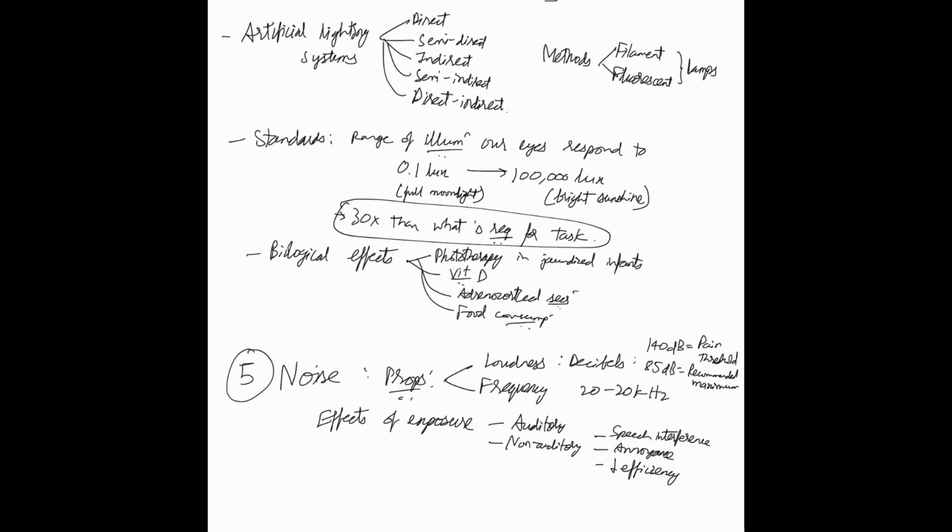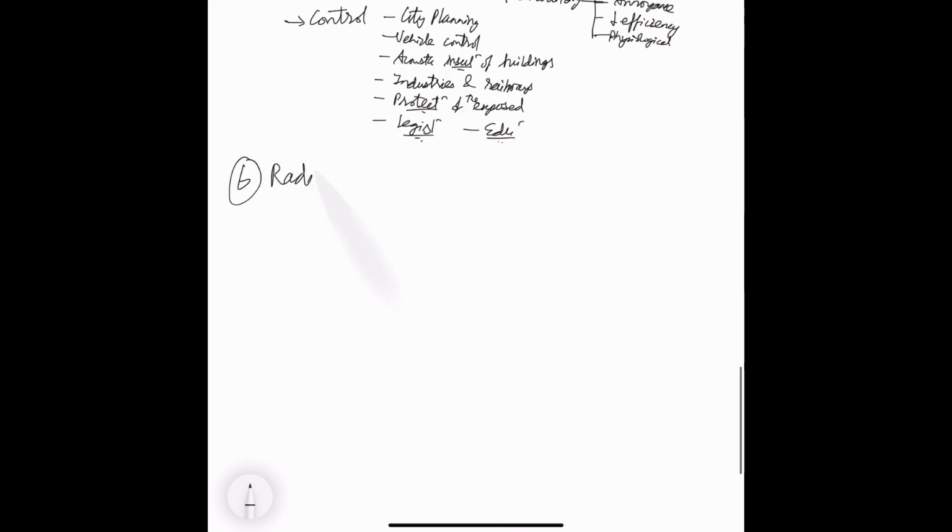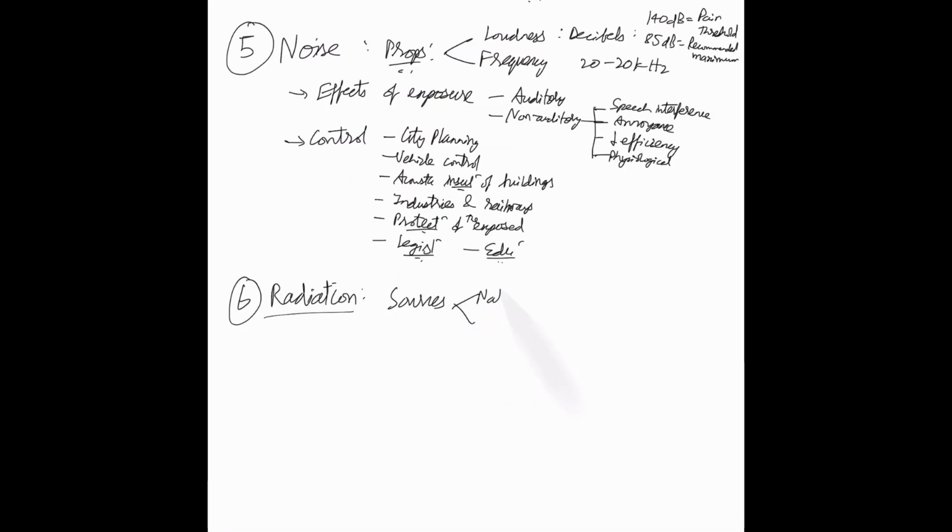The effects of exposure can be auditory and non-auditory. Non-auditory effects are speech interference, annoyance, decreased efficiency of work, and various physiological effects. So how do we control noise? Effective city planning, vehicle control, basically traffic control, acoustic insulation of buildings, stricter rules for industries and railways to control noise, ensuring adequate protection of those who are exposed to noise on a daily basis, and adequate implementation of legislative measures and health education on the same.